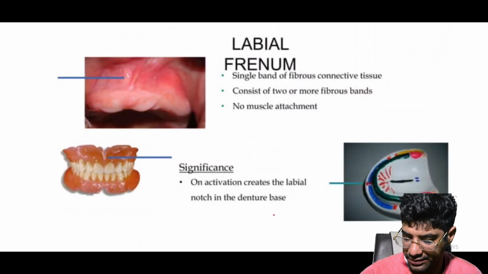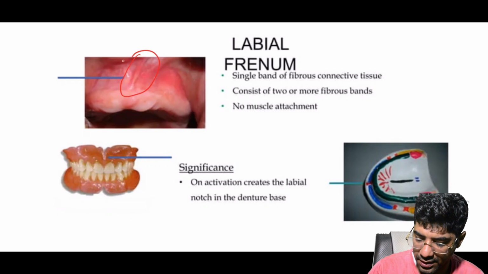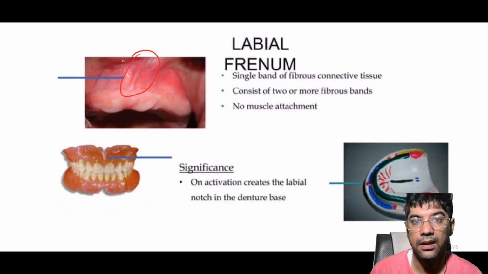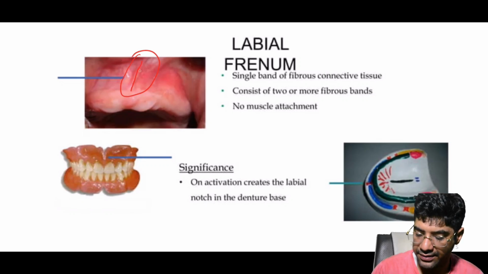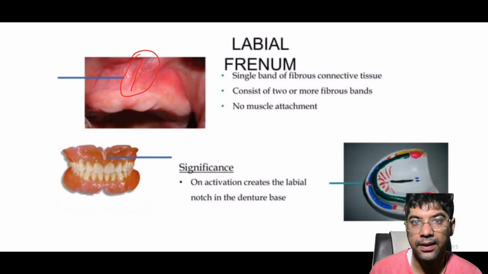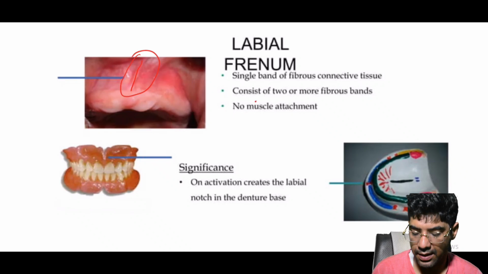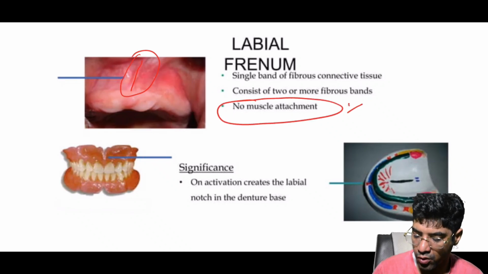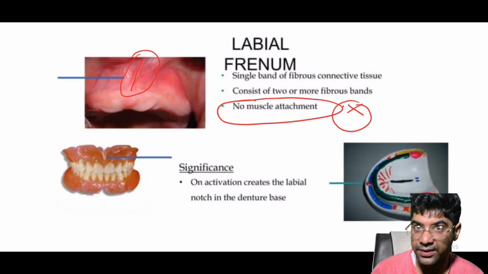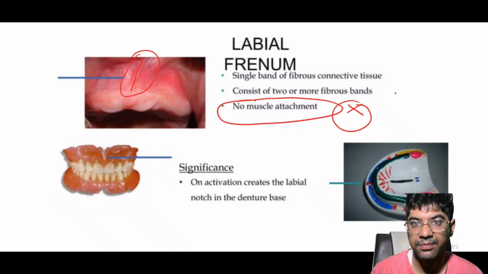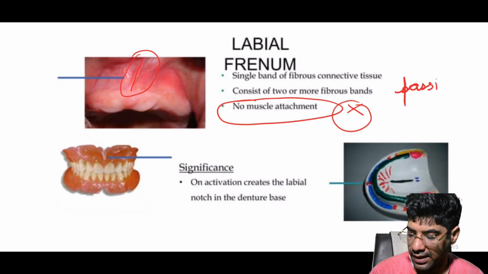So here the first structure is the labial frenum. Remember, the labial frenum is a fibrous band, you can see it like a fibrous band that is covered by mucous membrane, and that extends from the labial aspect of the residual ridge to the lip. It has no muscle attachment, it lacks muscle fibers, so that is why it is a passive frenum.